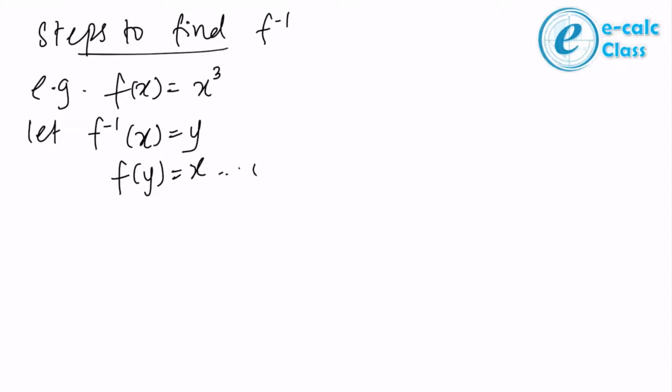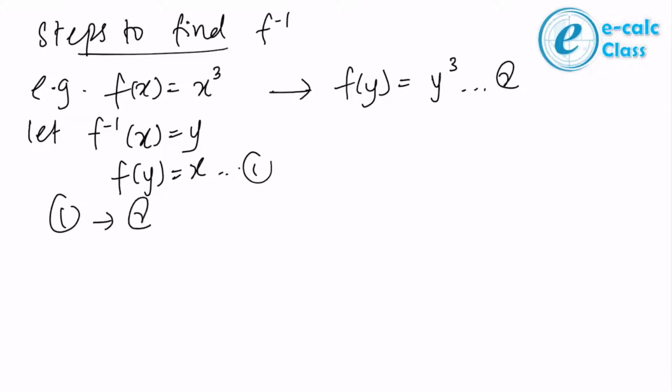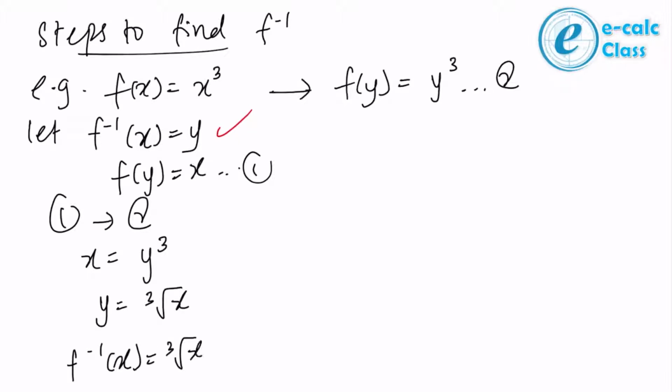Then this is equation 1. For equation 2, you replace your x with y. Equation 1 substituted into equation 2, x equals y cubed. What do we want? We want y. So y equals the cube root of x. Hence the f inverse of x is the cube root of x. This is what we do traditionally.